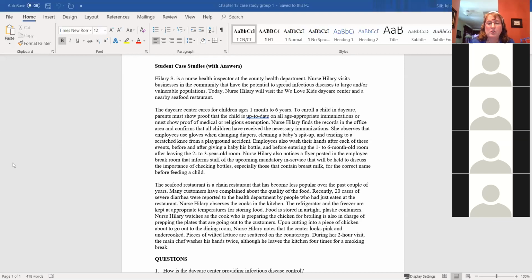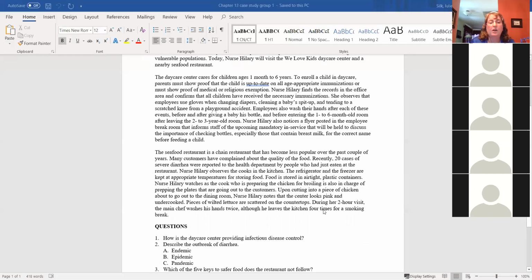All right, so the first question was, how is the daycare center providing infectious disease control? So what are some good things that they're doing? The daycare center is making sure that everyone's up to date on their shots, or has a legitimate excuse from a medical professional not to have them. They wear gloves when changing the babies. They wash their hands coming in and out of different rooms, and they have the in-service for the bottle checking.